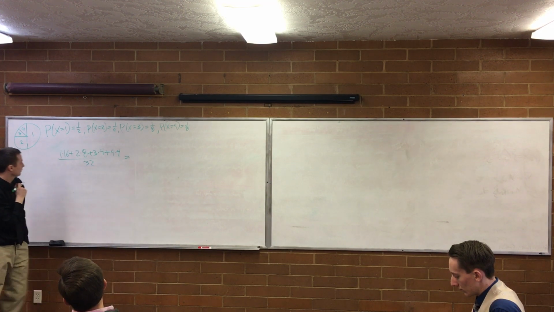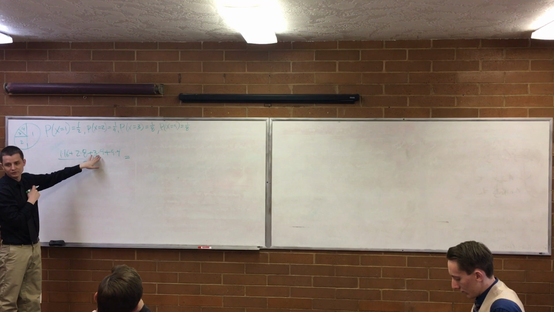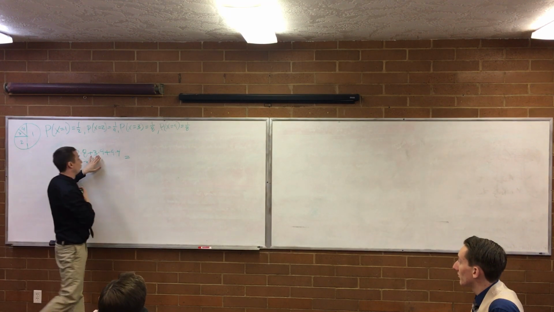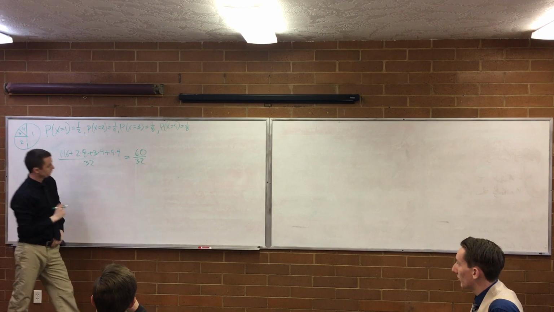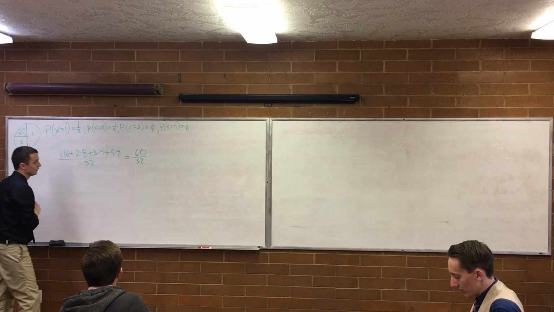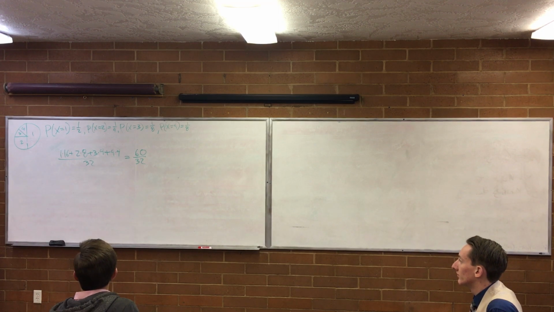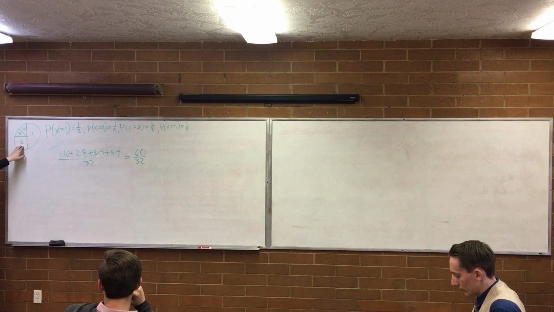Which is, what does that come out to? 16 plus 16 plus 16 plus 12. Did I do that right? 48 plus 12, 60. Out of 32. 1.875. So it's a little less than 2. So it's 1 and 7/8. That's what we thought it was. Yeah, a little bit less than 2 makes sense, right? Between 1 and 2, but close to 2. Yeah, so that makes pretty good sense.